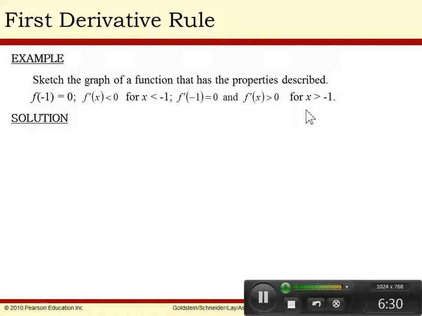Okay, if no one can tell me the shape, if you had to choose between concave up and concave down, what would it be? Concave up, very good. Right? Because we're going down. So let's draw these.